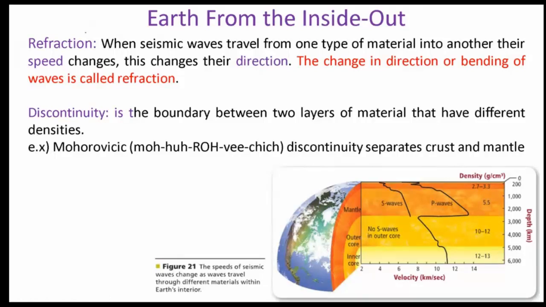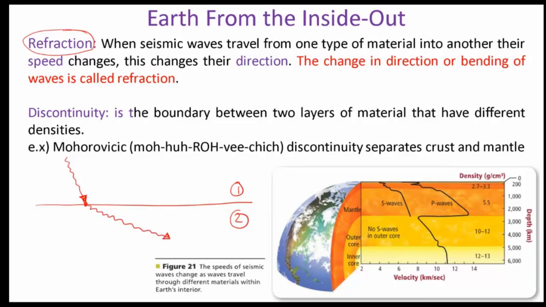And one of these phenomena is the refraction, al-inkisar. If there is a wave, and this wave moves in a certain medium, and it will go to another medium, like medium one and medium two, when it moves through the boundary between the two media, if they are different media, it suffers from a change in direction. So the wave changes its direction when it goes through the boundary between the two layers. That's what we call refraction, inkisar.